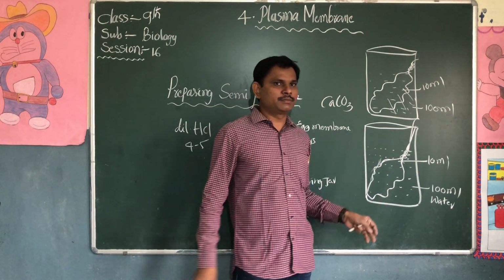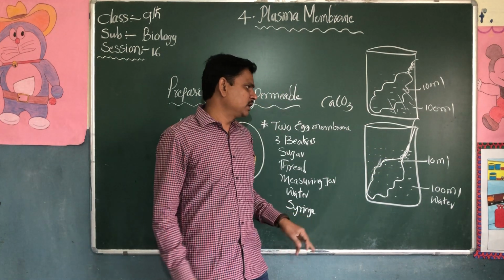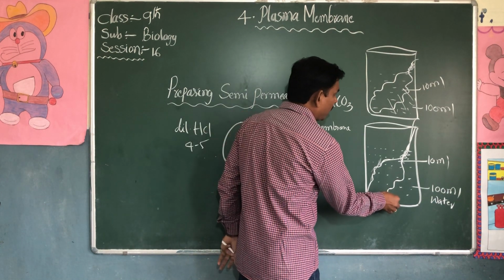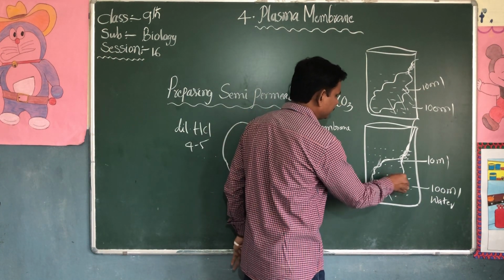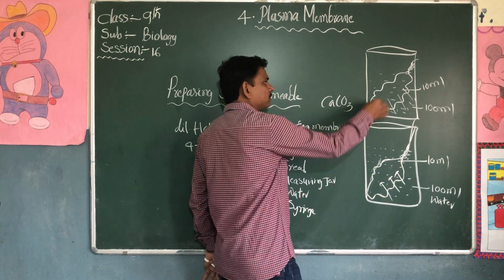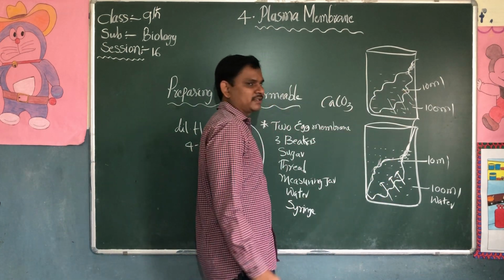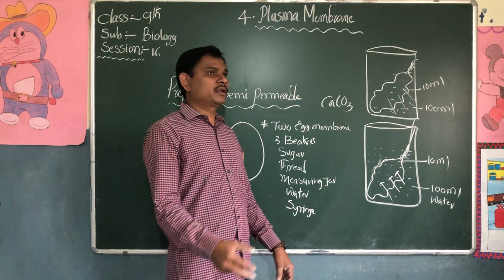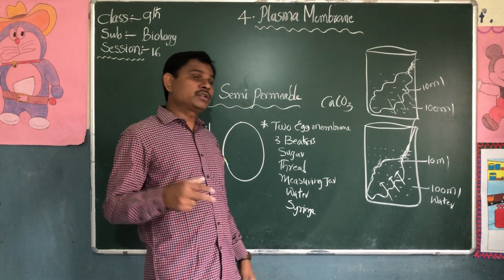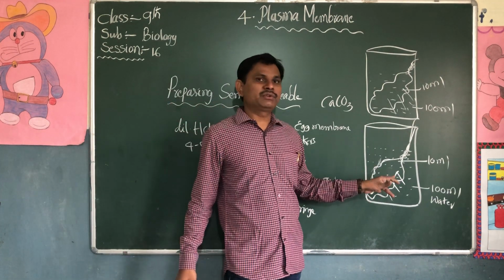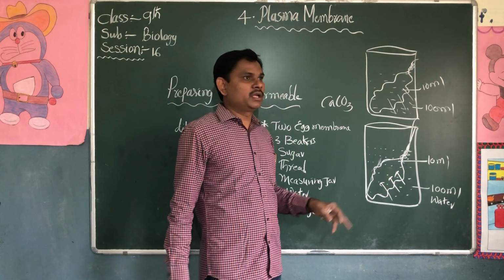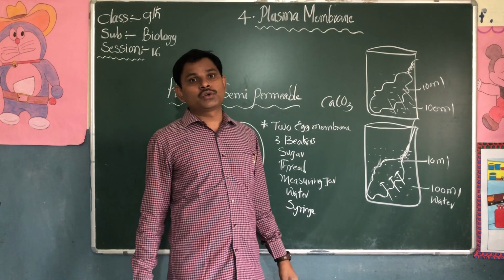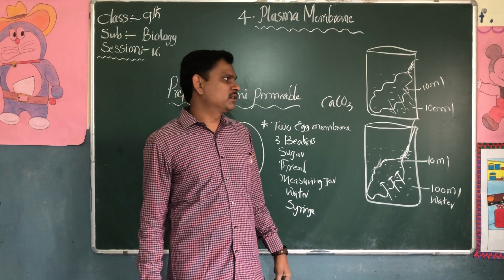This is the difference between these two activities. In the first activity, the water is moving into the egg cell. In the second, the water is going away from the egg cell. The water going into the cell is endosmosis. The water leaving the cell is exosmosis. That is exosmosis and endosmosis.